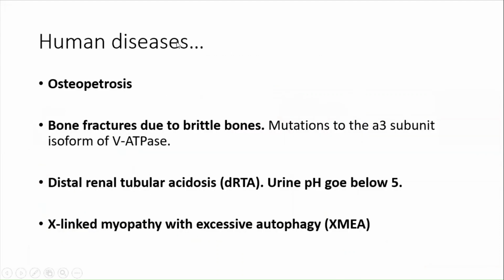Now coming to human disease, if the V class pumps are not functioning properly, you get osteoporosis and bone fractures, because of course there is no bone reabsorption. So the bones are going to become brittle. Then the other one is renal tubular acidosis, where urine pH goes below 5. People with such low pH also find urinating very difficult. Then we have myopathy with excessive autophagy. So these are the different diseases associated with mutations in the V class pumps.